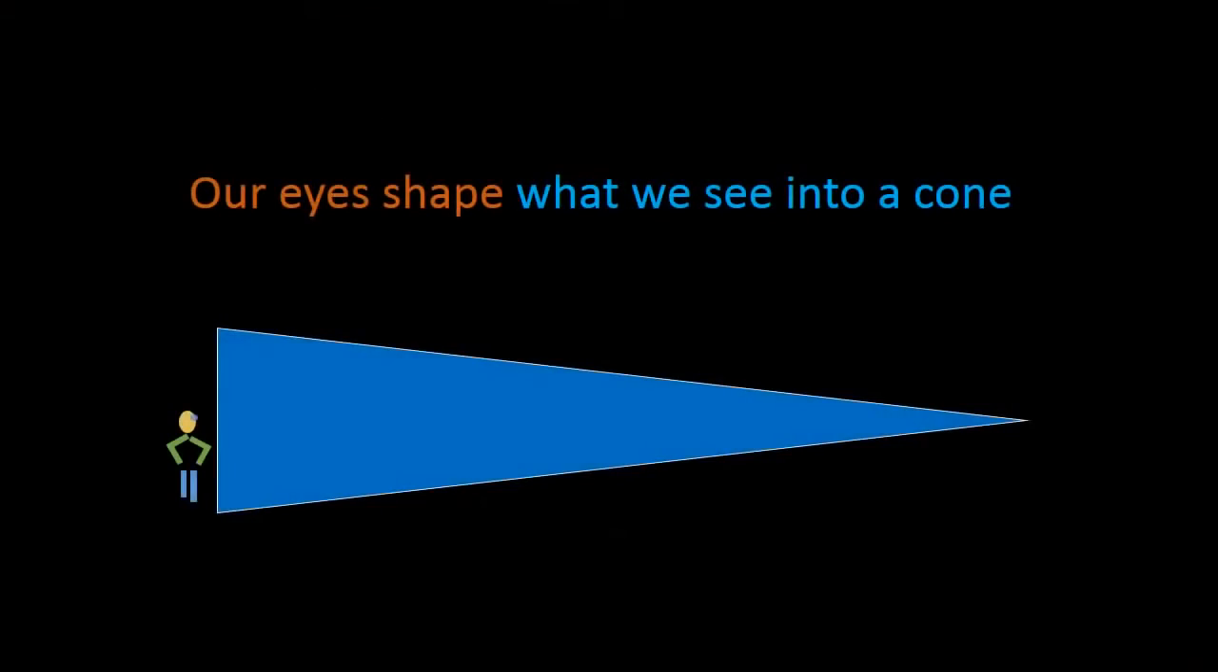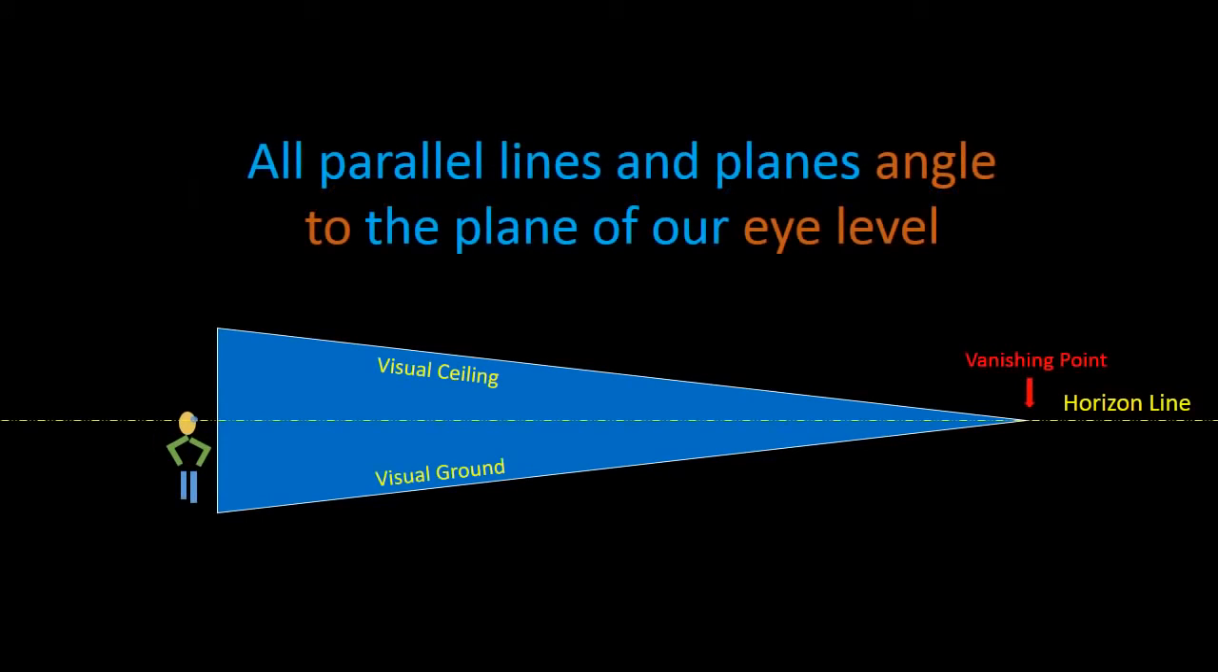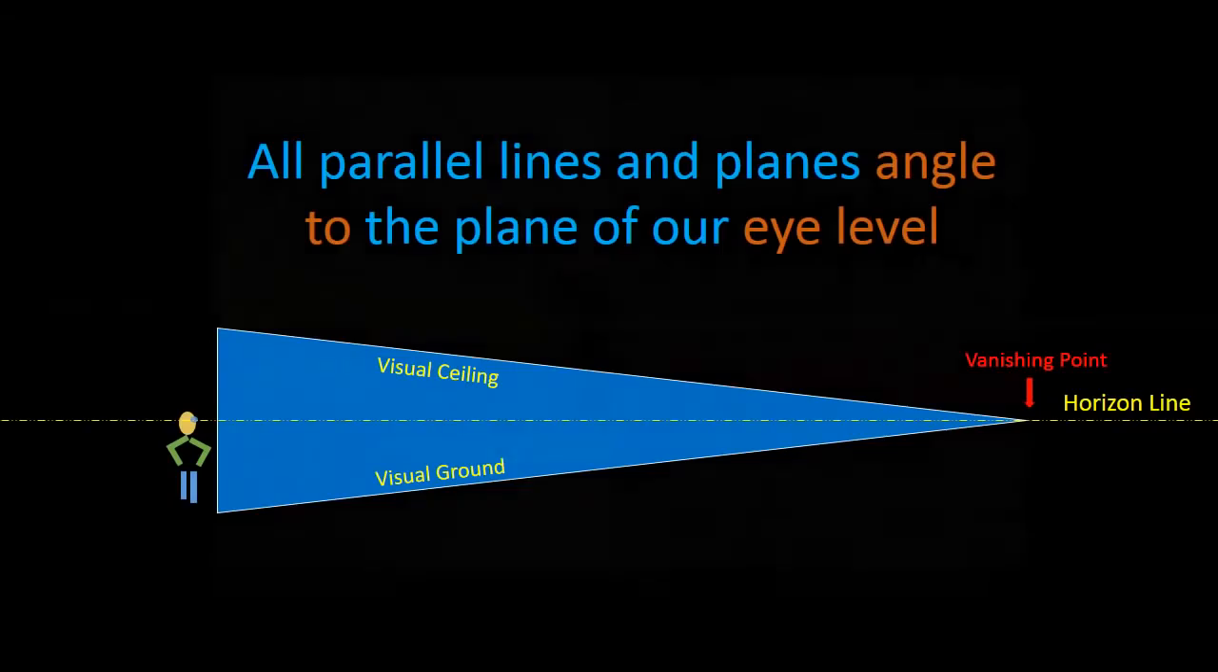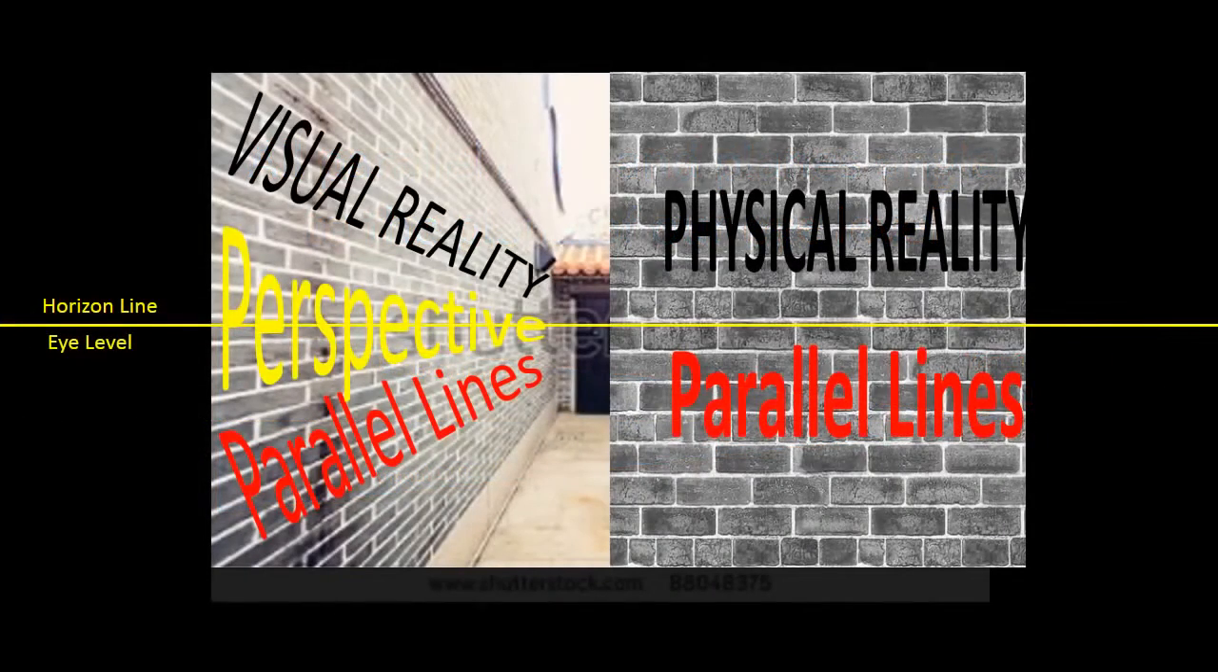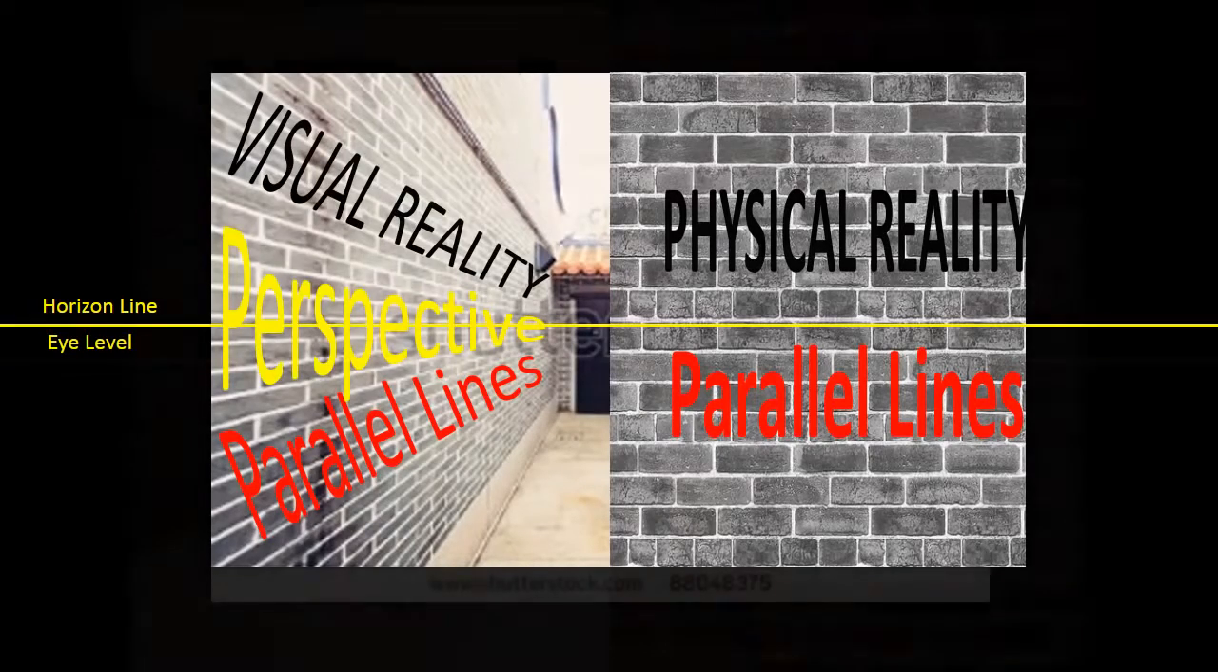Our eyes work like this. Our eyes shape what we see into a cone. All parallel lines and planes angle to the plane of our eye level. Here you can see parallel lines made up of bricks on the walls. The wall on the left, though, is headed out towards the horizon, and all the lines angle toward the eye level of the observer. The bottom ones angle up and the top ones angle down.